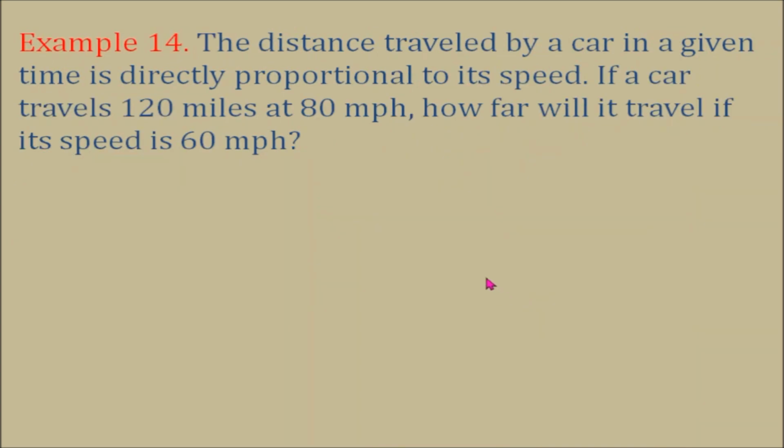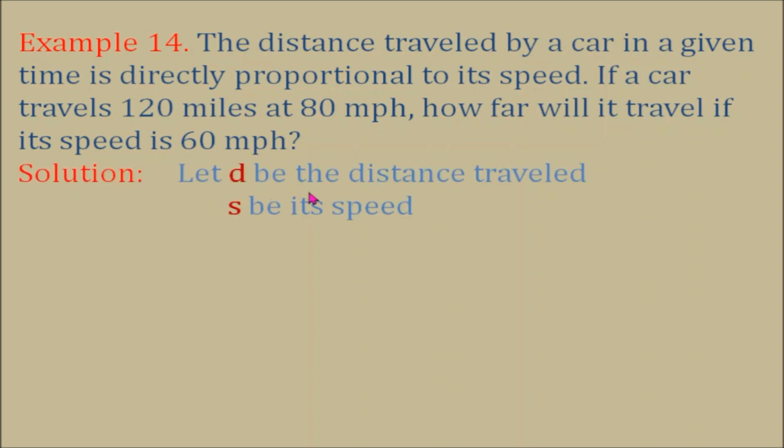Example number 14. The distance traveled by a car in a given time is directly proportional to its speed. If a car travels 120 miles at 80 miles per hour, how far will it travel if its speed is 60 miles per hour? Let d be the distance traveled and s be its speed. Our equation here is d equals k times s. That's the distance traveled is directly proportional to its speed.